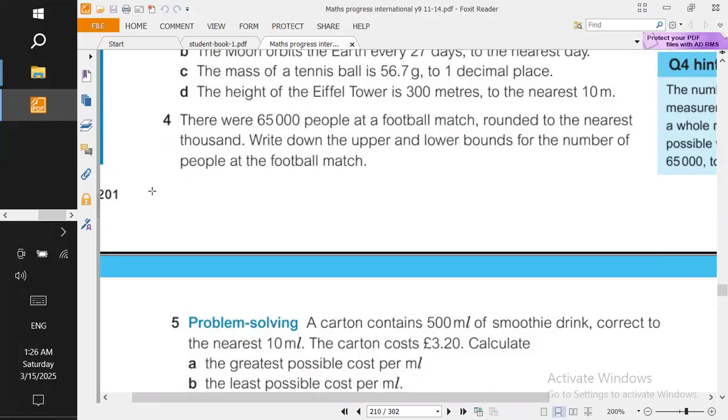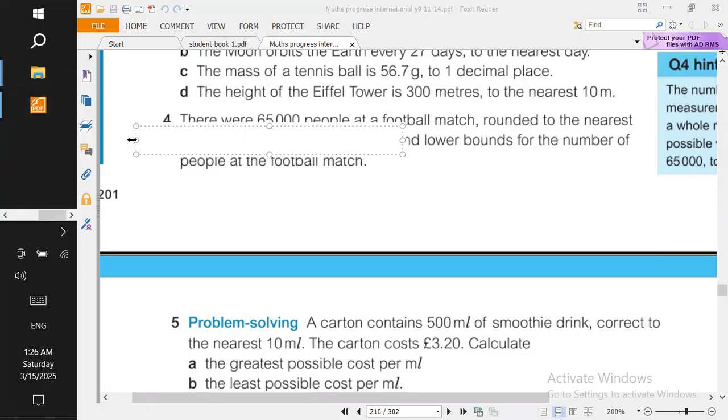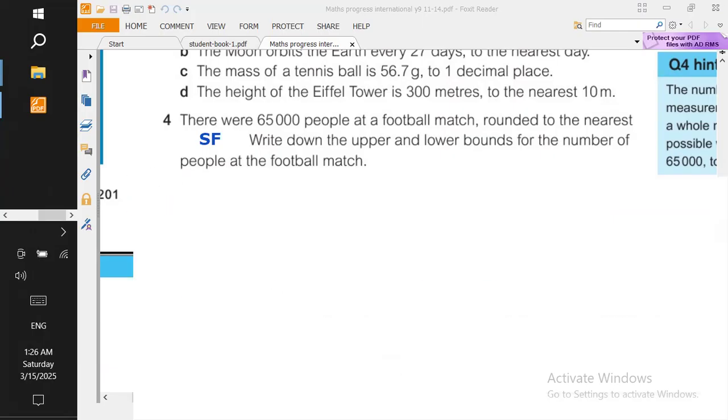because we already covered everything except the significant figure. So I'm gonna remove this and write rounded to the nearest significant figure. Okay, significant figure. So in the question, you'll have the original. They will tell you it's rounded to the nearest significant figure, and then they will tell you to find the upper and lower bound. Now, follow the steps that I tell you now.